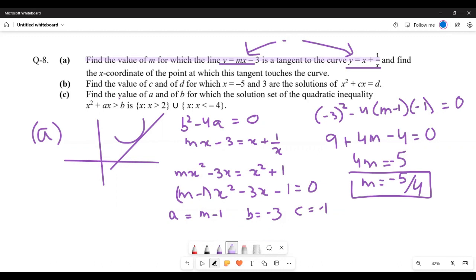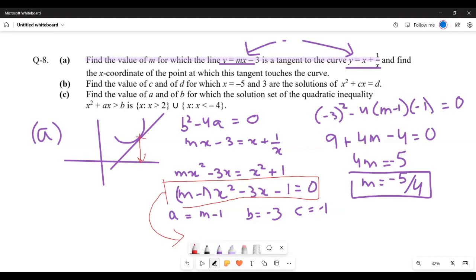Then the question says, and find x coordinates of the point at which the tangent touches the curve. So you actually need the solution of this quadratic equation as well. You need the value of x here at the point of intersection. So now we need to solve this completely. And we have the value of m. Let's substitute m here and then solve the quadratic equation.